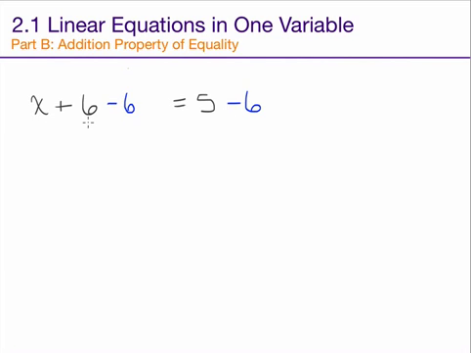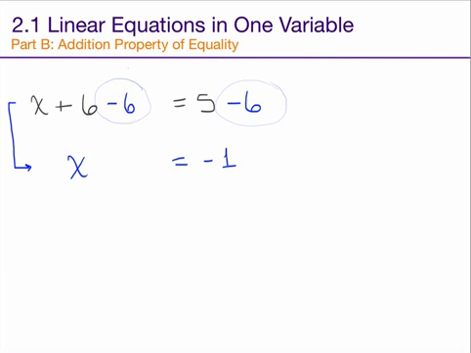Because plus 6 minus 6 is 0. And then it seems pretty obvious to me that x plus 6 minus 6 is x plus 0. And I know that x plus 0 is just x. So I might be able to jump straight from here to here. I do need to show the -6 I've written on both sides.